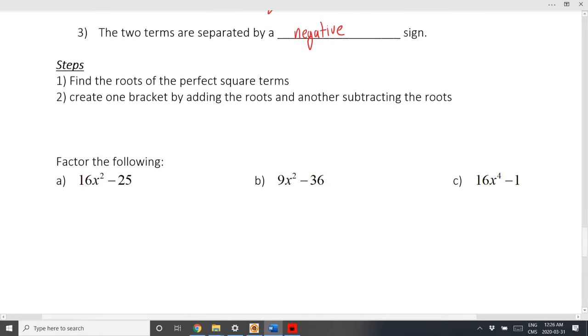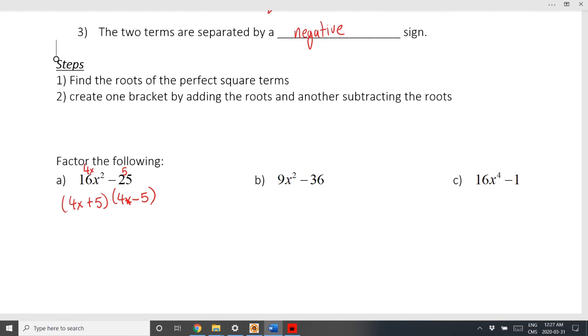So we'll do the first one here. We can see we have 16x squared minus 25. So the roots of this, we can find the square root of 16x squared. That's just going to be 4x. And the root of 25 is just going to be 5. And now we can make our factor brackets. We're going to do the first one, which is 4x. We're going to add the roots. So we're going to say 4x plus 5, and then we're going to do 4x minus 5. Okay, and we're done. So that's how you do the difference of squares.